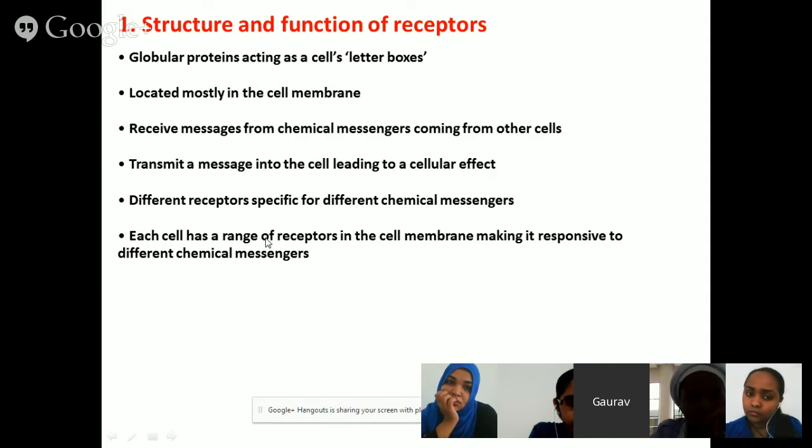Each cell has a range of receptors in the cell membrane making it responsive to different chemical messengers. So in each and every type of cell there is a range of receptors where the chemical messengers bind and produce different types of reactions inside a cell. So these are the major functions and the structure of a receptor.